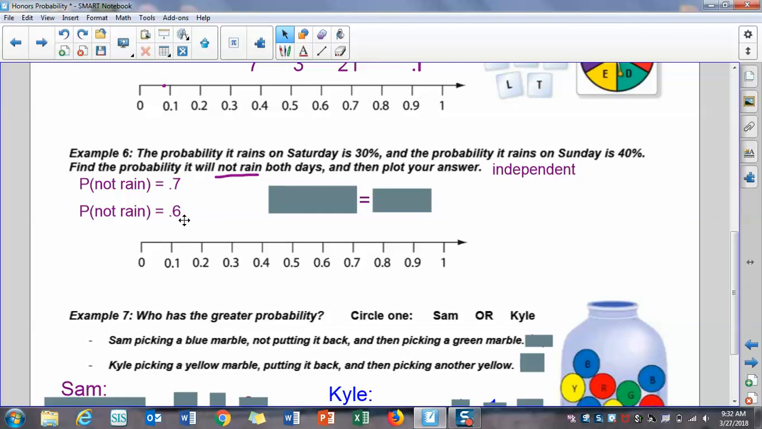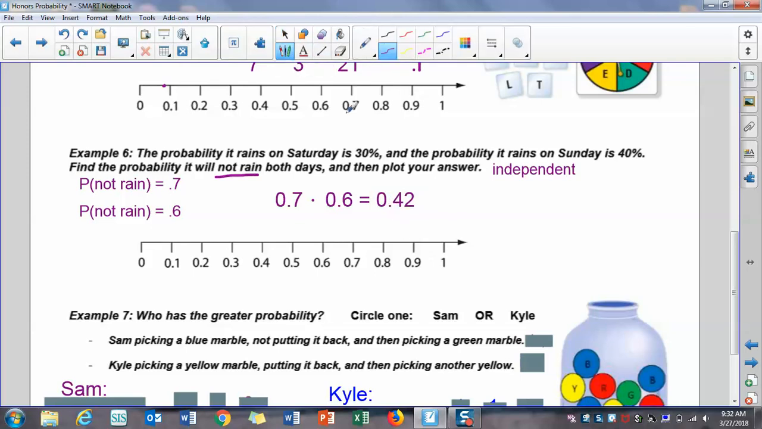So we can go ahead and multiply these two decimals. So we have 0.6 times 0.7, and you get 0.42. So a 42% chance for both days. And again, we're going to plot that. So here we have 0.4, 0.5. Halfway in between would be 0.45. So 0.42 will definitely be closer to 0.4 than it will be to 0.5. And again, you want to make it to the left of the center of that 0.45.